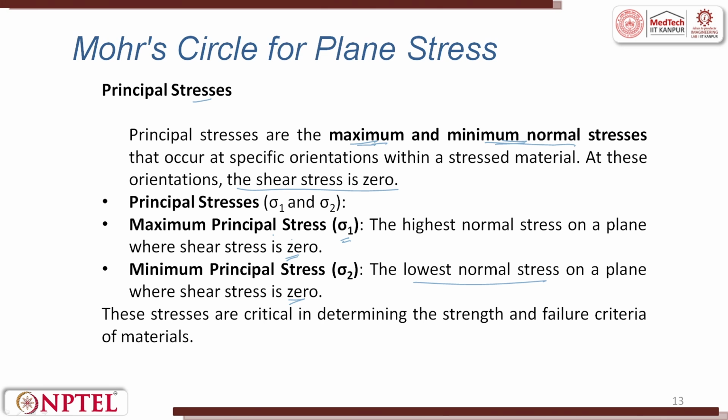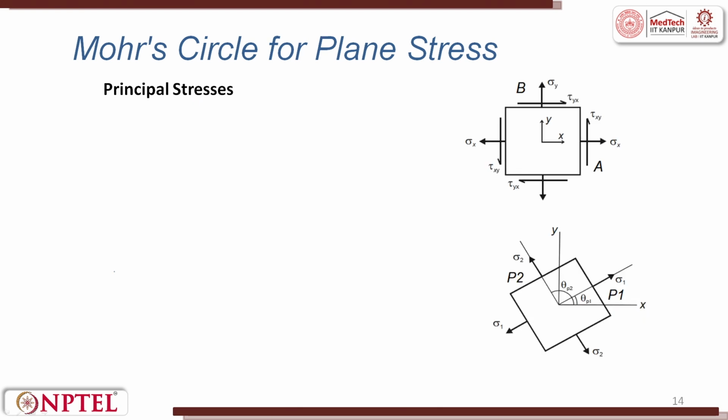These stresses are critical in determining the strength and the failure criteria of the material. So, we always look for these two data points, maximum principal stress and minimum principal stress. So, how is it represented in a given figure?